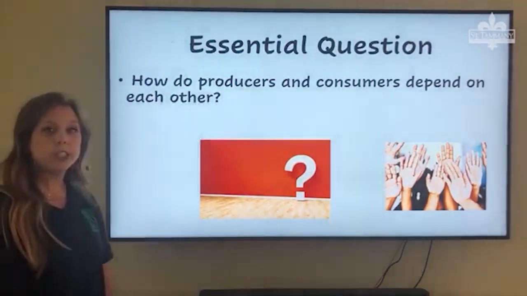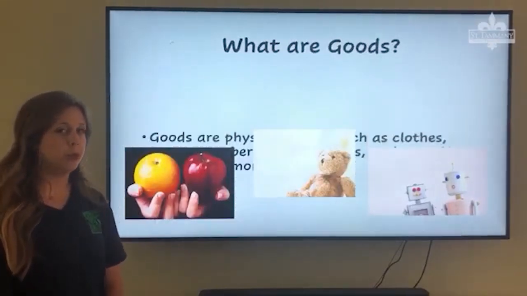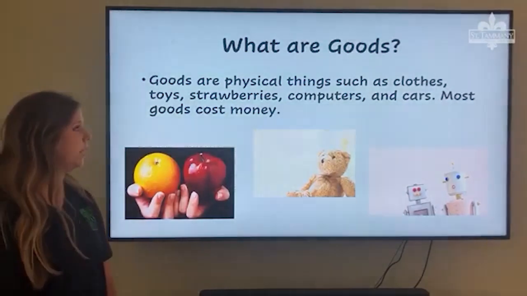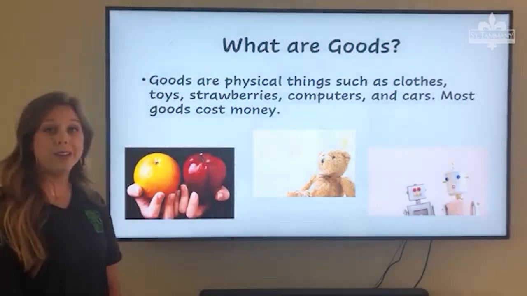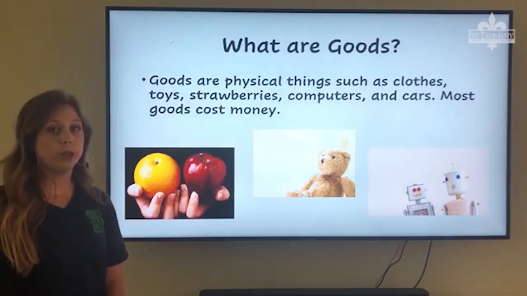How do producers and consumers depend on each other? So we're going to start with some of our terms that we want to become familiar with. So what are goods? Goods are physical things such as clothes, toys, strawberries, computers, and cars, and most goods will cost you money.